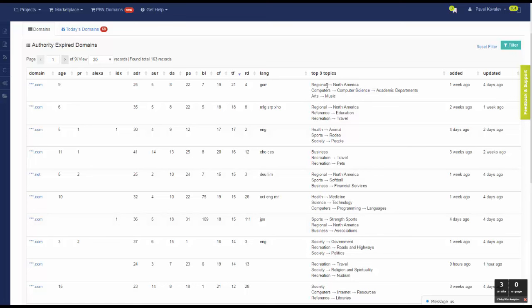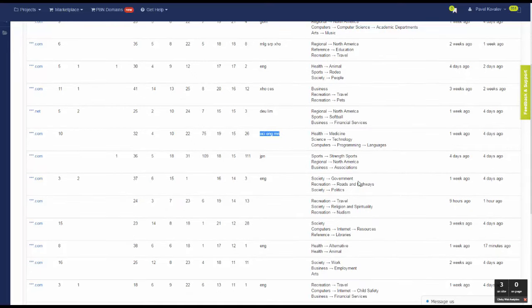Could regional North American computer science be a good domain? Yeah, it's possible, but highly likely that health medicine would be the better domain for me, although there's a mix of different languages in the language profile. Sports, strength sports, for sure this is a good domain, but it's Japanese.